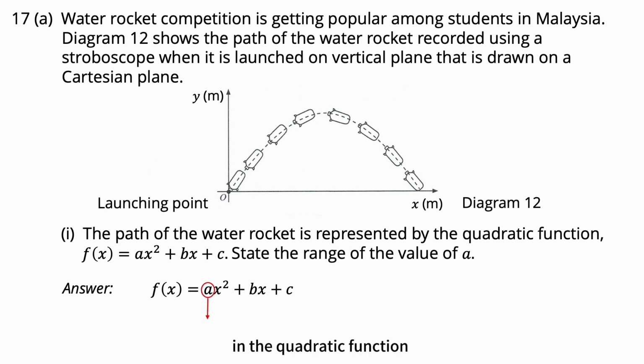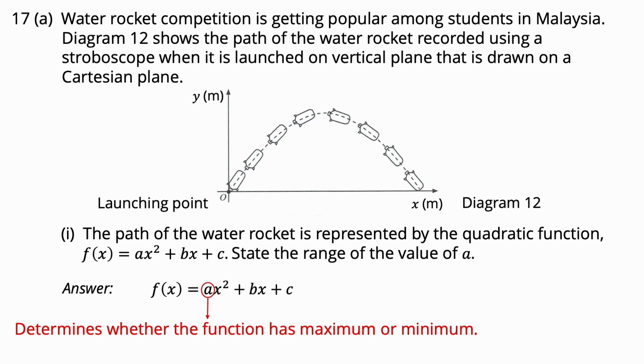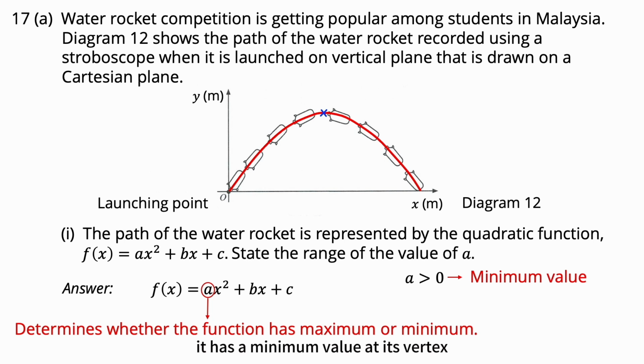A in the quadratic function determines whether the function has a maximum or minimum. From Diagram 12, the water rocket follows a parabolic path that opens downward. It goes up, reaches a maximum height, and then comes down. For a quadratic function, if a > 0, the parabola opens upwards, it has a minimum value at its vertex.